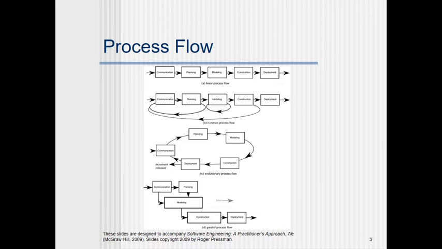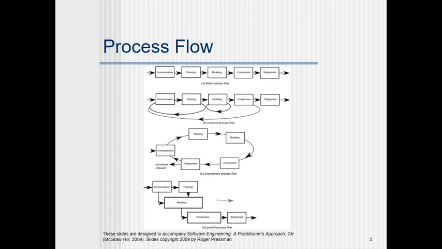So very simple, there are various process flows: linear process flow, iterative process flow, evolutionary process flow, and parallel process flow. We have seen in this diagram, in number 1, the linear process flow.